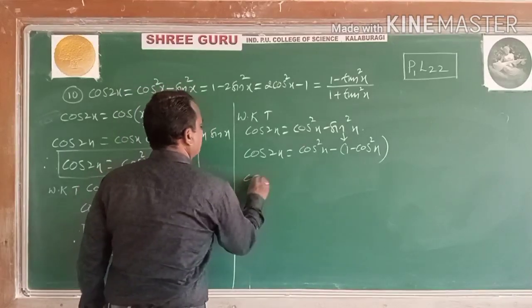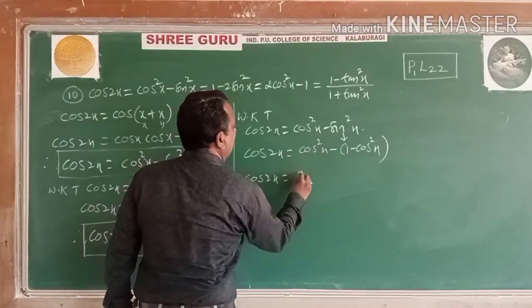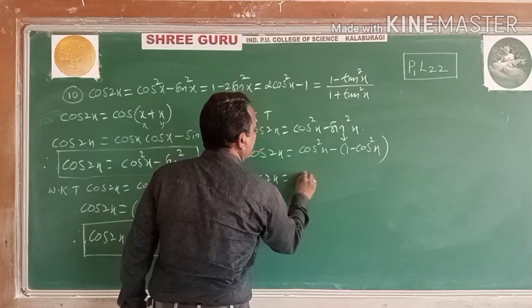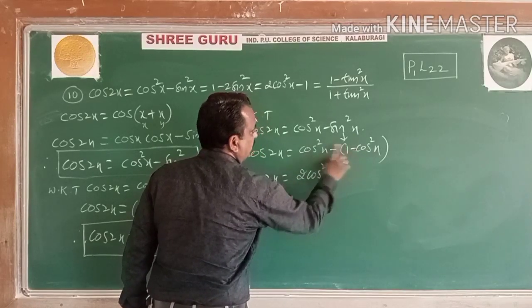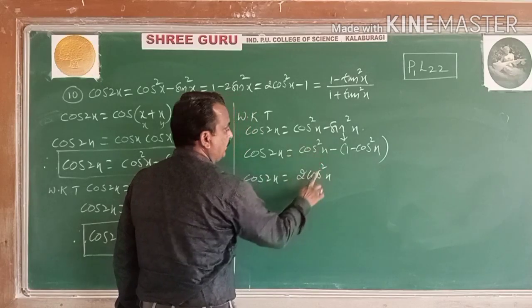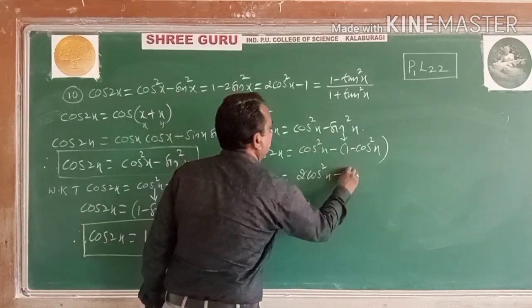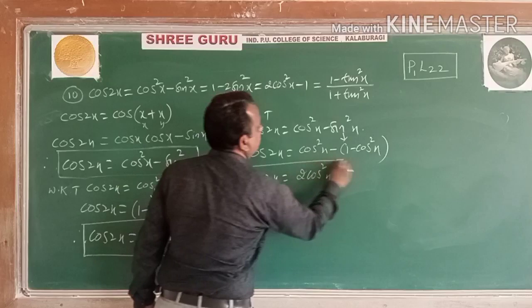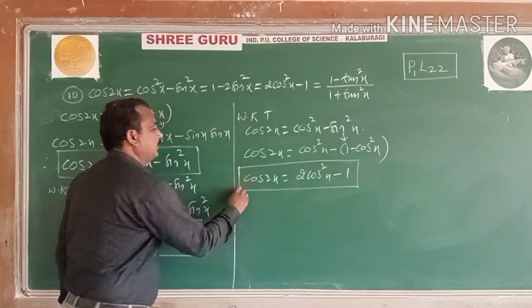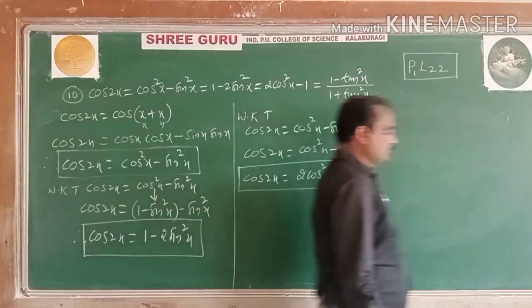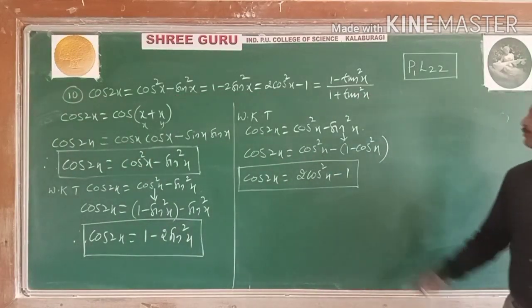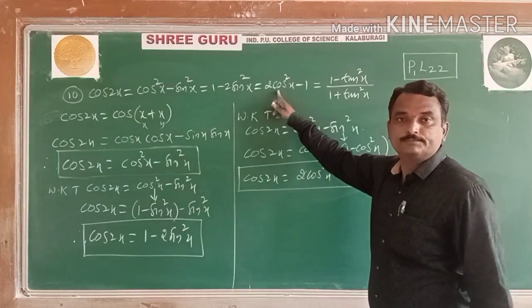So therefore cos 2x equals cos square x minus, minus cos square x. Minus of minus becomes plus cos square x, so plus cos square x. This cos square x becomes 2 cos square x, and this minus 1. So cos 2x equals 2 cos square x minus 1. This is the third result.